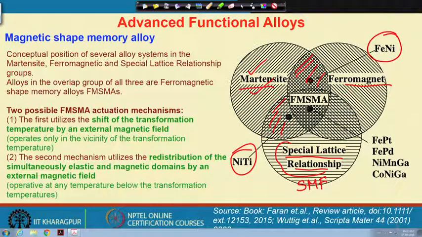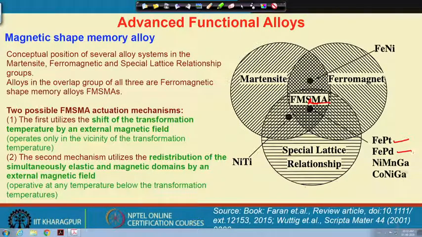So, the field which is occupied by these two is basically like iron nickel. Now, if we combine all three different types of behavior, then the combined region shows basically the ferromagnetic shape memory alloy, meaning these are ferromagnets, there is an austenite martensite phase transition, as well as they have some special relationship of the lattice, so that they exhibit a shape memory effect. And like iron platinum, iron palladium, the Heusler compound, and you may recall these are the half Heusler compounds that we have discussed in the last class.